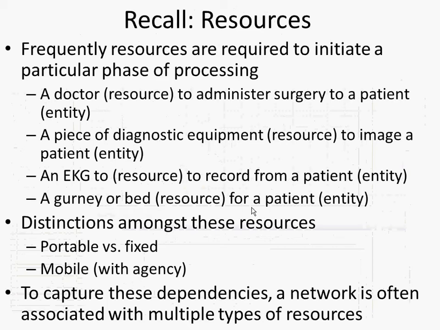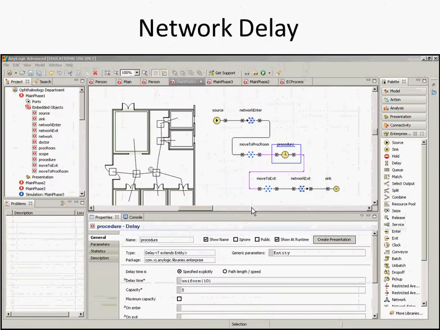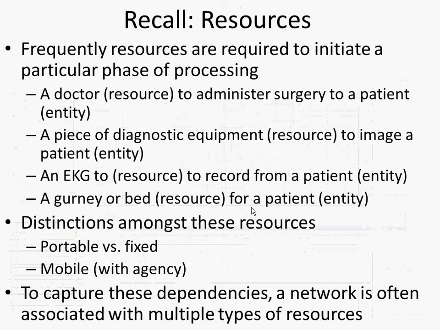Moving towards progressively less ease of movement, we have portable things. Portable things are carryable. They can be carried, but they can't move on their own. They have to be moved by an entity or by a mobile resource. And then we have fixed resources. So that'd be a room. Okay. A room or an MRI machine, which is also associated with the location.